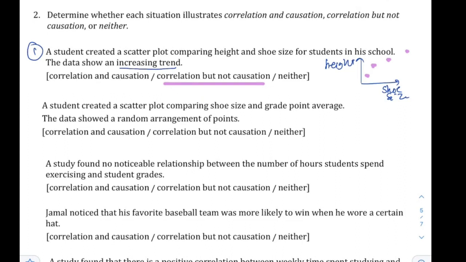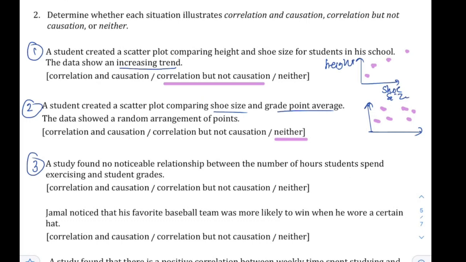Now let's go to number 2. A student created a scatter plot comparing shoe size and grade point average. Your average, your score: A, B, C, D. So here the data showed a random arrangement of points. Since it is a random arrangement, of course, it is no correlation at all. So since there is no correlation, that means it is not causation either. So remember, when there is no correlation, of course, it will not be causation.